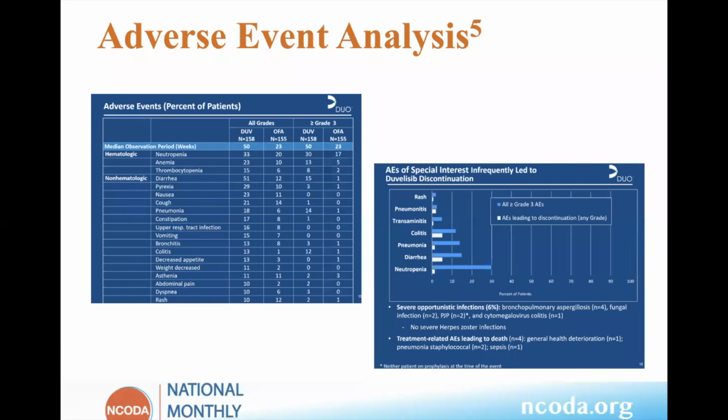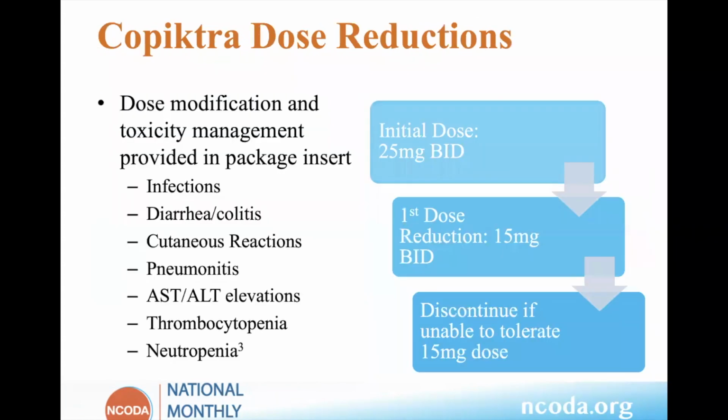But when you see some of the side effects like colitis and diarrhea, there was about 15% of patients who experienced that, but only about a third of them were discontinued from the medication. And for transaminitis and neutropenia, we really didn't have too many discontinuations of Copiktra with patients with those side effects. Next slide.